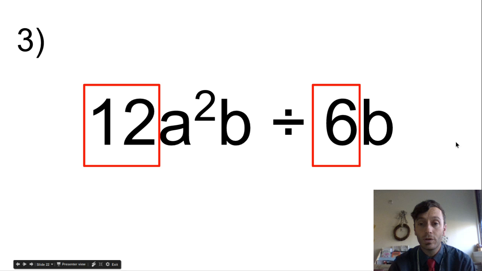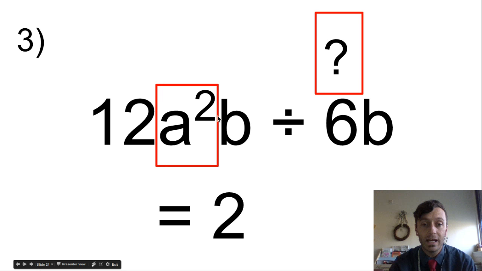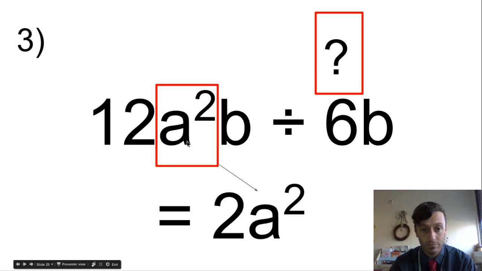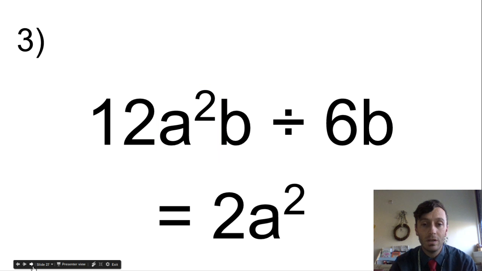Right, so start with your coefficients, 12 and 6. 12 divided by 6 gives us a coefficient of our answer of 2. Our next step, look at our variables. I've got a squared divided by what? There's no a's on the right-hand side, which means that a squared just goes right down into our answer. And then we go to our next variable, b. b divided by b is what? Anything divided by itself is just 1. We don't need to drag that 1 down. It means our answer is going to be 2a squared.